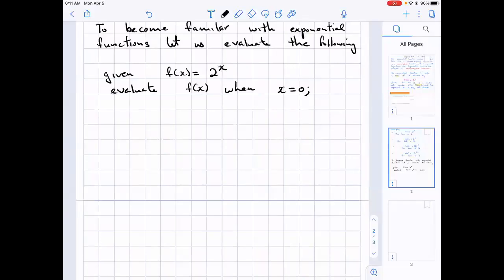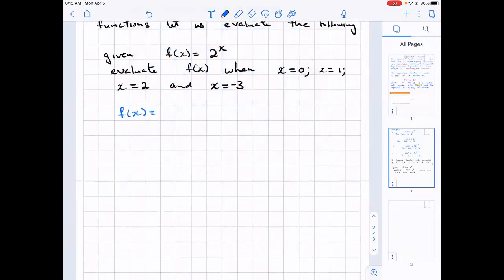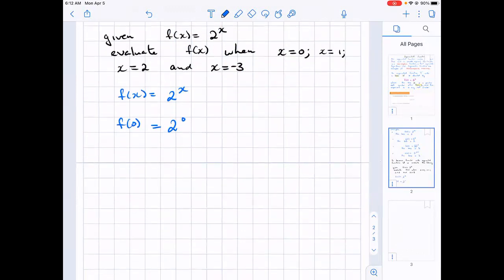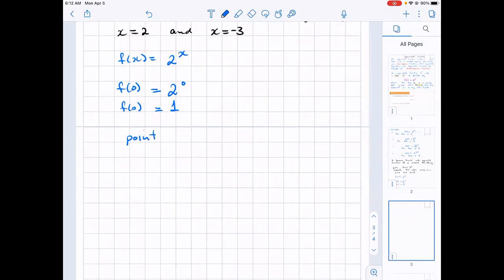So if we have f of x equals 2 to the power of x, which is exponential, we're going to evaluate when x is equal to 0, when x is equal to 1, when x is equal to 2, and x is equal to -3. So f of x is equal to 2 to the x. So f of 0 will be 2 to the 0 power, and anything to the 0 power is equal to 1. So f of 0 is 1. So keep in mind, the point here: x is 0, y is 1.